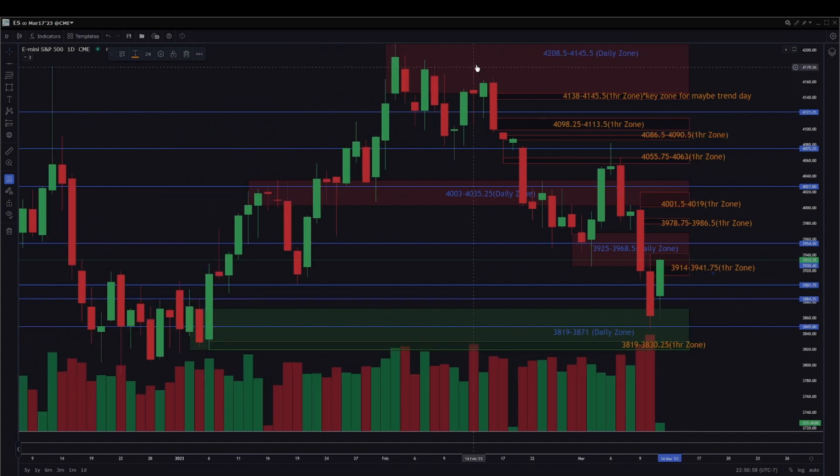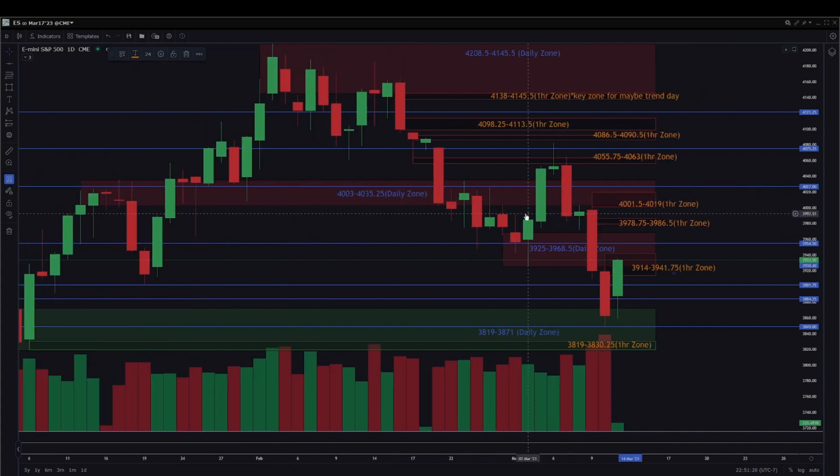So going into it, here's the daily, and as you can see, I use this candle right here to get that daily zone right there. I use this candle and the bottom of this candle to get this one, and this one I use this candle and this one right here.